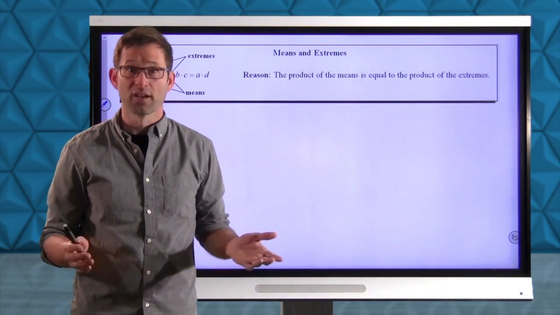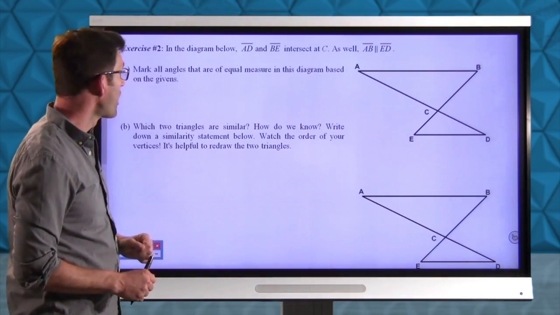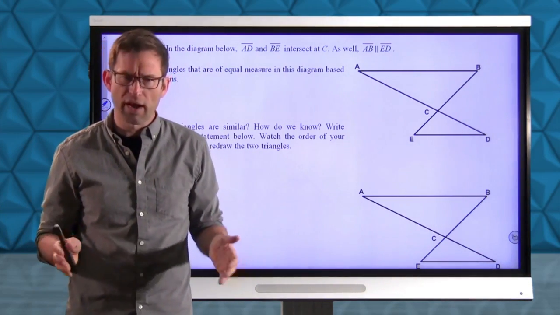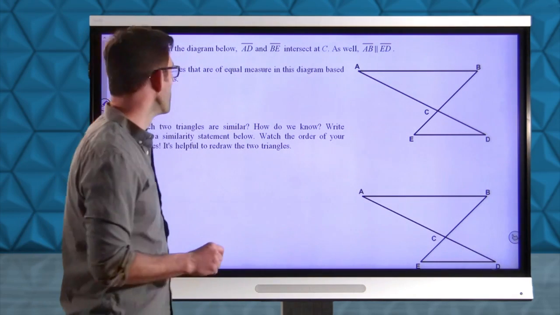In fact, it's going to come up in the next problem. So let's take a look at that. All right, here we go. So back to geometry. Not so much forgetting about fractions, because we're going to end up having some fractions in here, but let's take a look at exercise number 2.